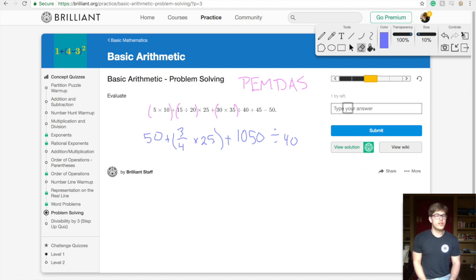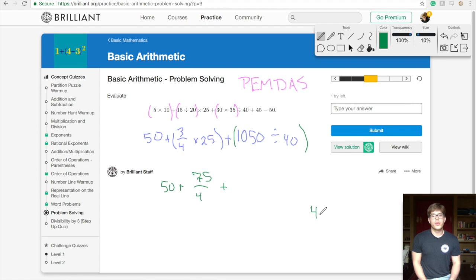So these problems, they're not hard, but they take a little bit of time and a little bit of due diligence to make sure you do them in the proper order. So what is 3/4 times 25? Well, we have 50 plus 25 times 3 is 75, right? 3/4 is 75 cents. So we have 75 over 4. Oops, not 40, just over 4. Plus, now we need to do 1050 divided by 40.